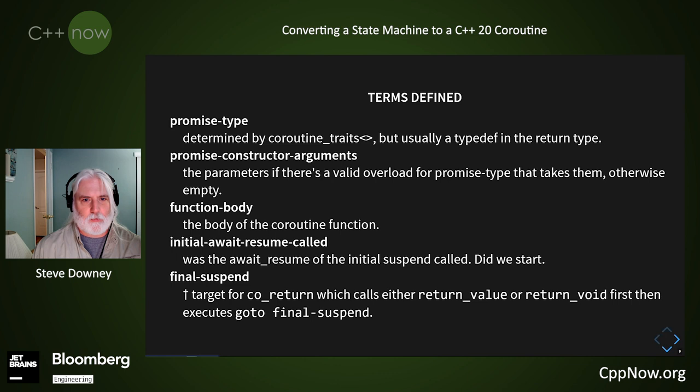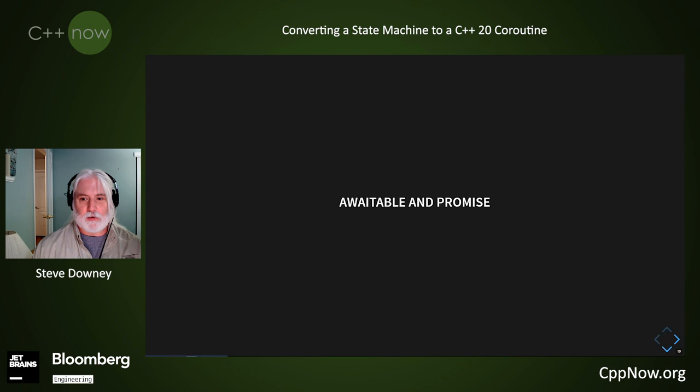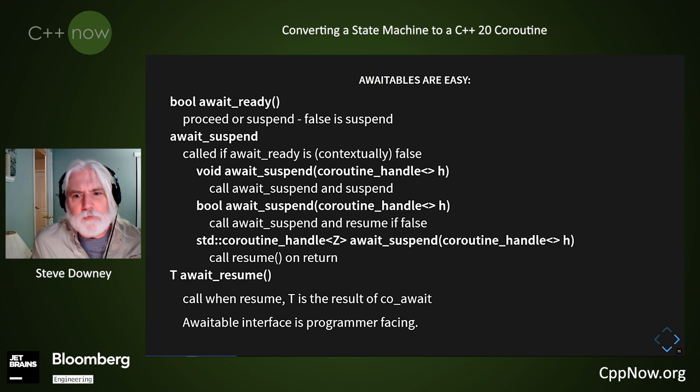Let's talk about awaitable and promise. We've talked a little bit about promise. Awaitable is the other side. Awaitables are the things that you co-await. Awaitables are relatively easy. There are basically three methods that an awaitable needs to provide. Await ready: whether to proceed or suspend the coroutine that is co-awaiting the awaitable. If it returns false, the coroutine is suspended and waiting for it to resume.